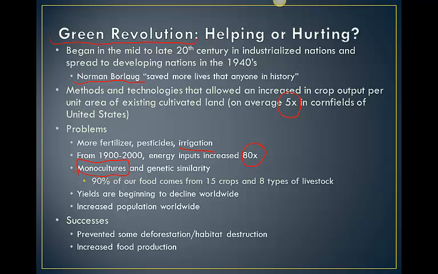And this creates genetic similarity, it decreases biodiversity. And we'll talk about in chapter 11 some more reasons why that's a problem, why we don't want to decrease our biodiversity. But overall, 90% of the food you eat comes from 15 crops and 8 types of livestock. This is a little shocking when you know that there are thousands and thousands of different plants and animals on the planet that could be food sources, but we are definitely narrowing down where we get our food from. And this does put us at risk.